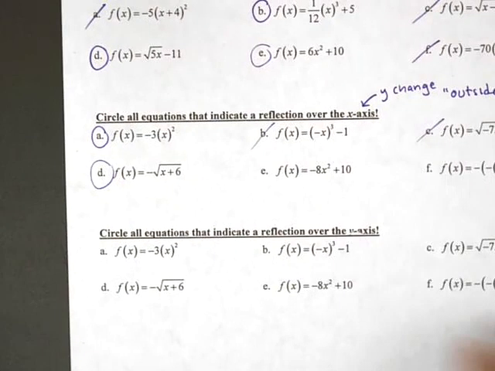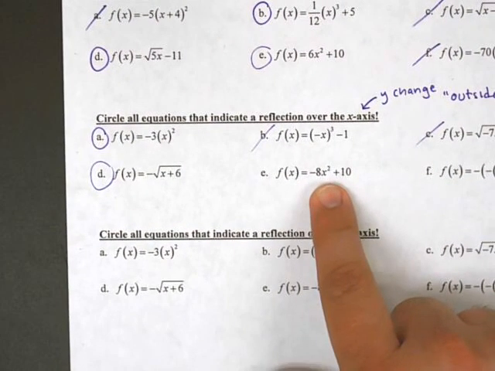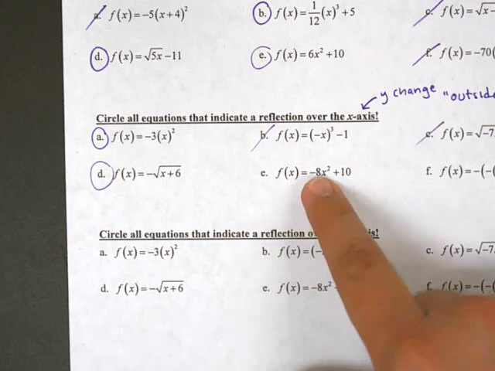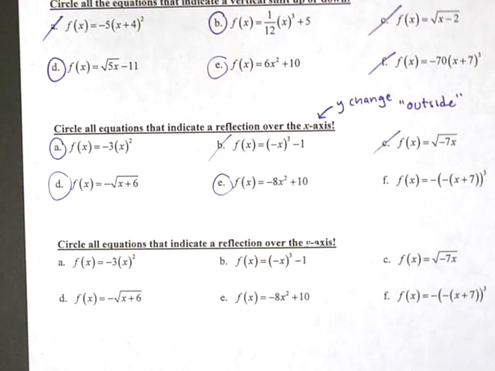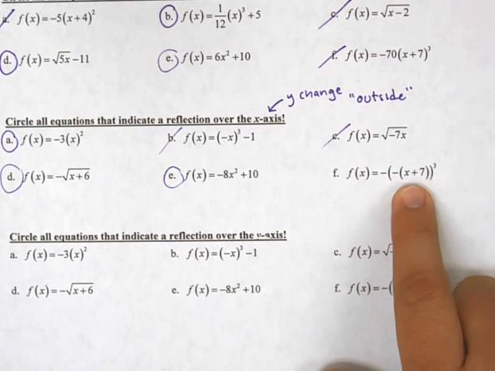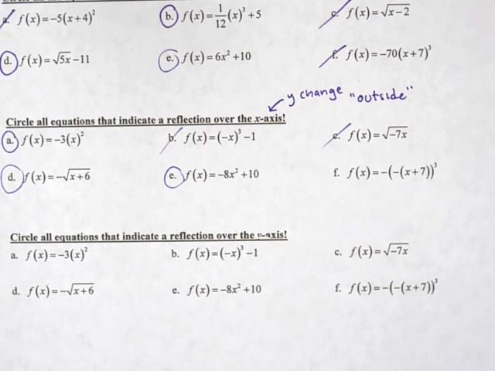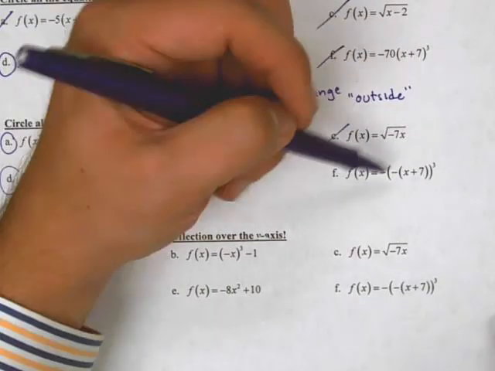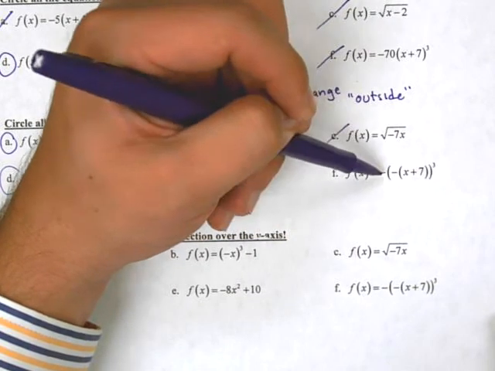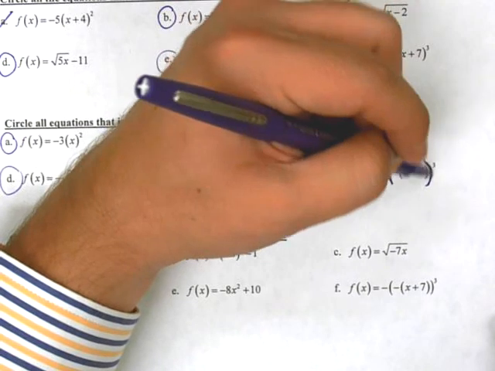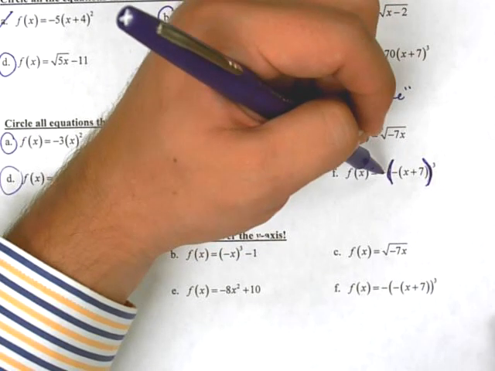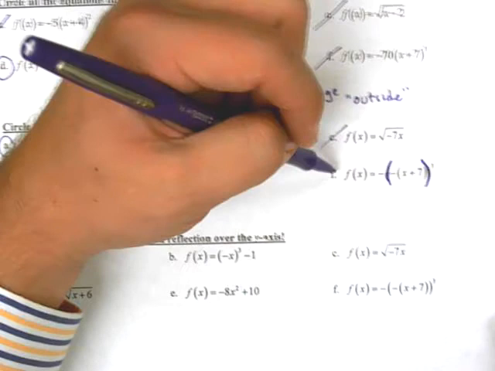E, what do we think? We have a square function? Absolutely. This is definitely going to flip over the x-axis because we're multiplying by negative 8. And lastly, f of x. What do we think here? We see negative outside of the cube function, right? Here's our function, and there is a negative outside of it. So what would we say? Yes.